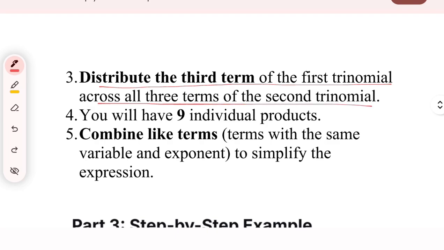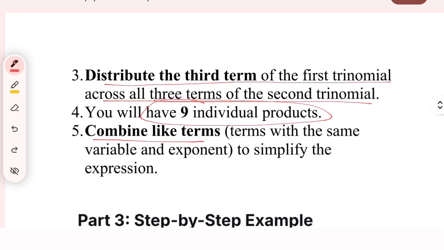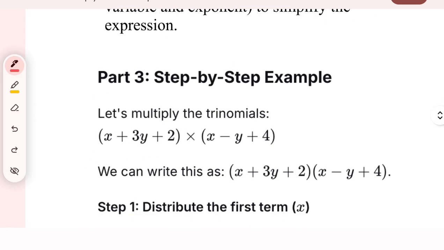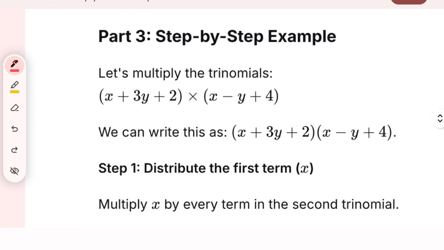of the second trinomial. And you will end up with 9 individual products because there are 3 in the first trinomial and then 3 in the second trinomial. So you end up overall with 9. So once you have multiplied every term, then you need to combine all the like terms. So similar terms must be combined.